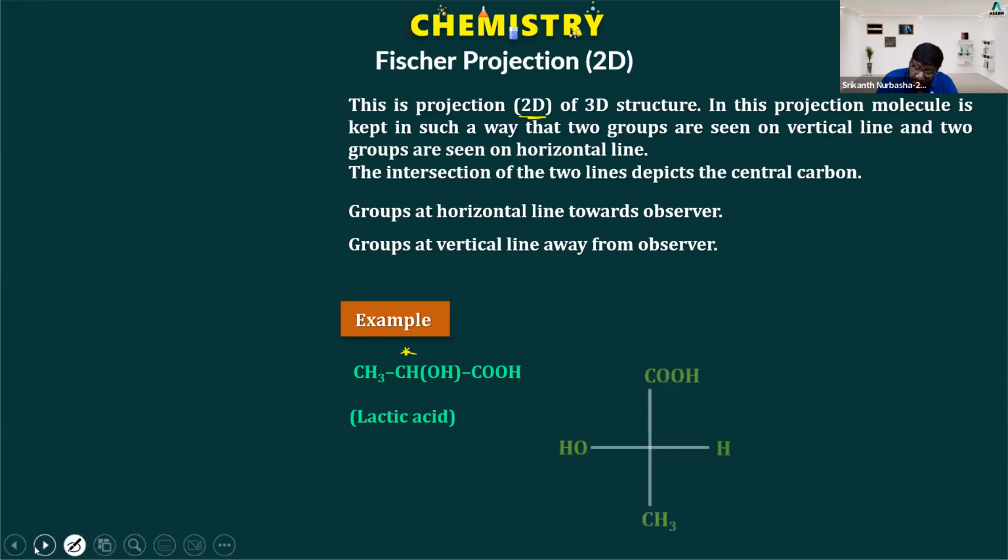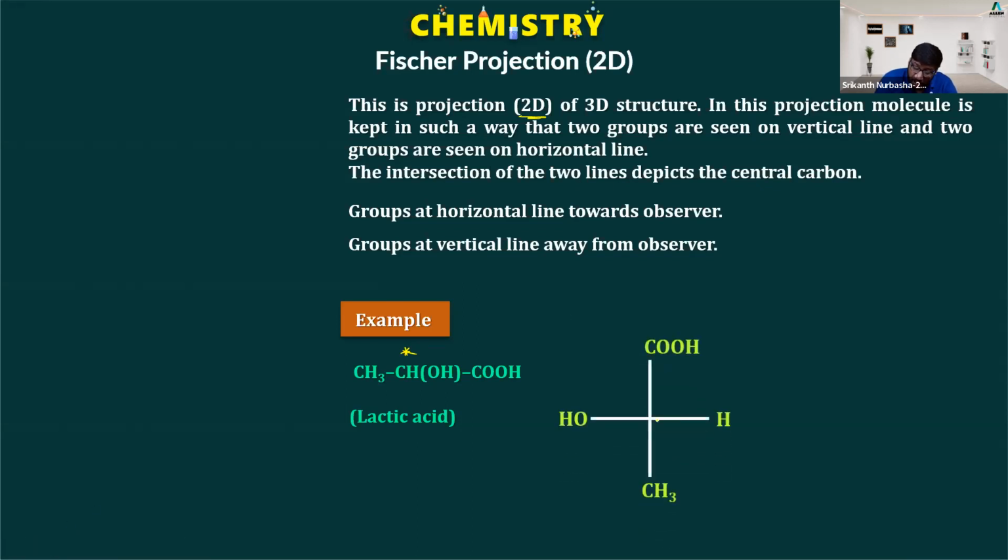So if you try to represent this molecule, carbon connected with COH, OH, H and CH3, two groups are represented in the horizontal line and two groups are represented in the vertical line. Now look at the molecule, students. The groups at horizontal lines will be towards the observer. Whatever groups you have on the horizontal line, that is OH and H, they are towards you. That is a solid wedge. And the groups at the vertical line will be away from you: COH and CH3. Understood this or not?